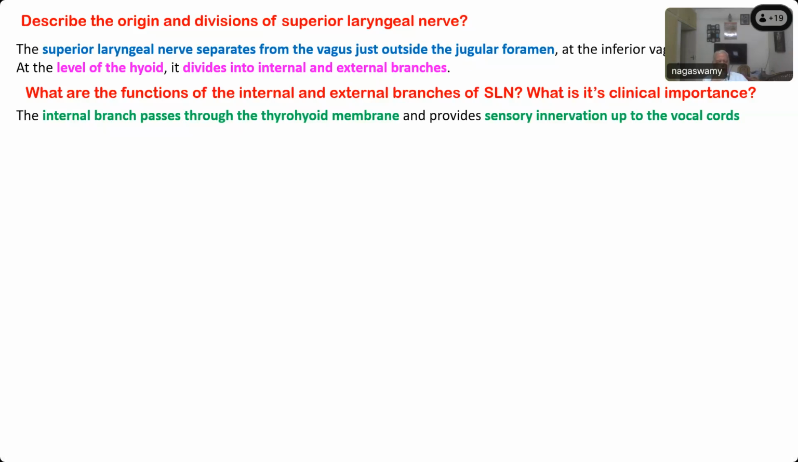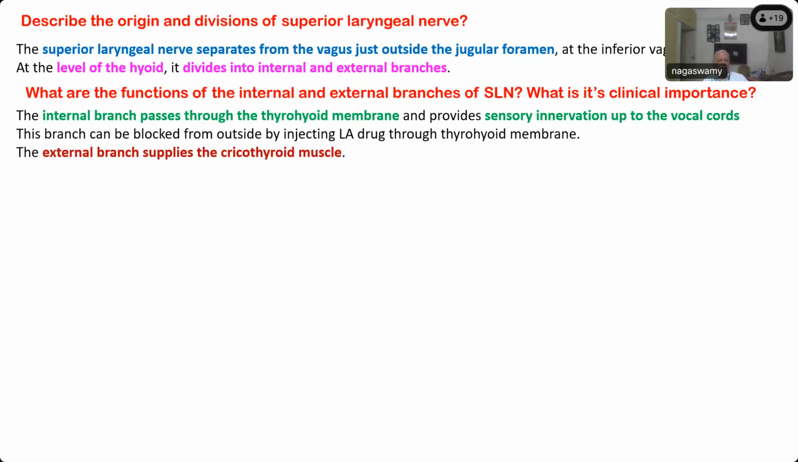If you want to abolish the vocal cords closing while you do the intubation or fiber optic intubation or fiber optic examination, you can block the internal branch by injecting 1 to 2 ml of local anesthetic below the hyoid cornua into the thyrohyoid membrane, where this internal branch pierces and supplies sensory innervation to the vocal cords. This branch can be blocked from outside by injecting the local anesthetic drug through the thyrohyoid membrane. And the external branch supplies the cricothyroid muscle.